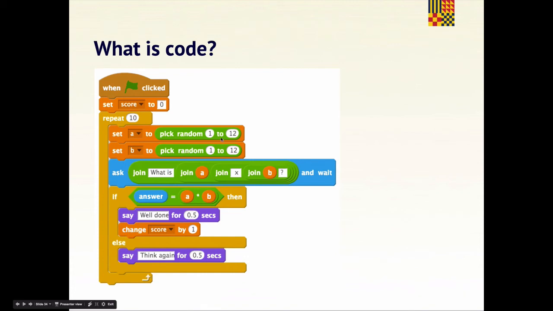We pick a random number between 1 and 12. We pick another random number between 1 and 12. We label those A. We label the other one B. And then we knit together a question. What is the first one times the second one? And wait. The student types in an answer. If they get the answer right, then it says, well done, and increases the score. If they get the answer wrong, it says, think again. Okay, and we go round the loop 10 times.